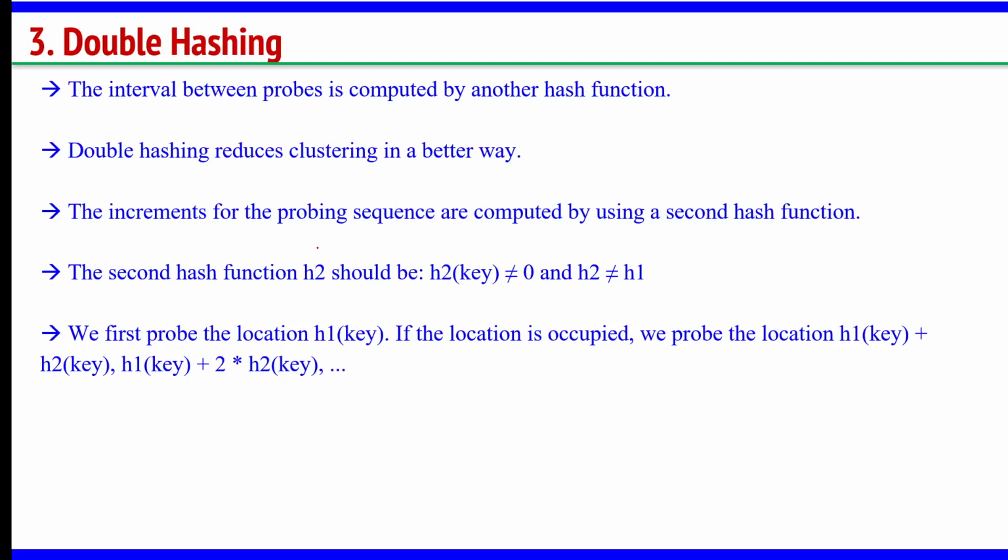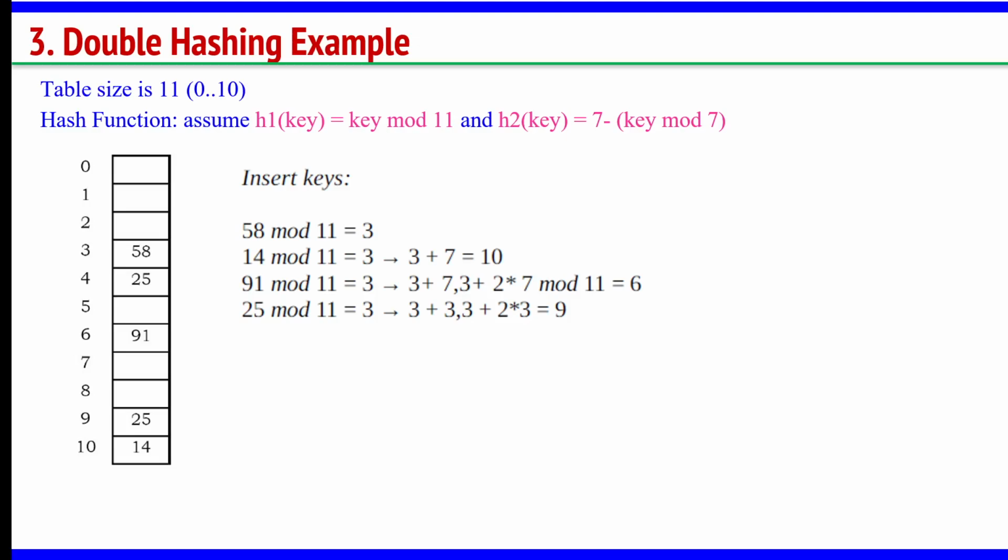finding the new location for the collided one. If a collision is happening for a number, to find its new location, we will be using another hash function. Let us see this example. It is a little complicated to understand, so please understand this with an example.